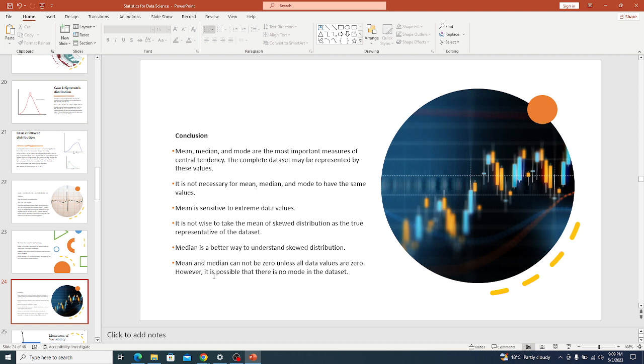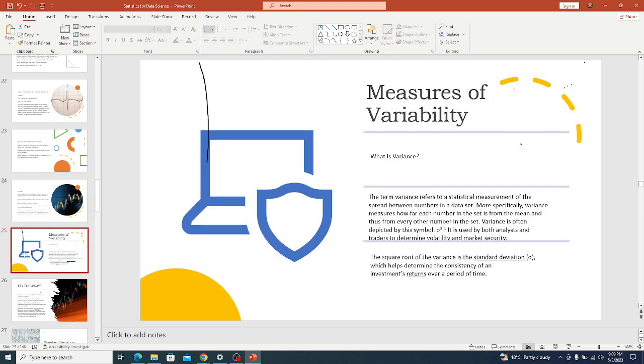Mean and median cannot be zero unless all the data values are zero. If you get a mean or a median of zero, then there is a problem with your computation.